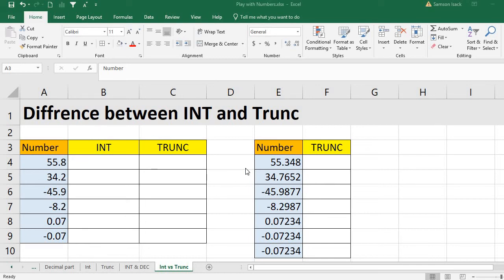Hi, welcome. Now I'm going to show you the difference between the INT function and the TRUNC function.